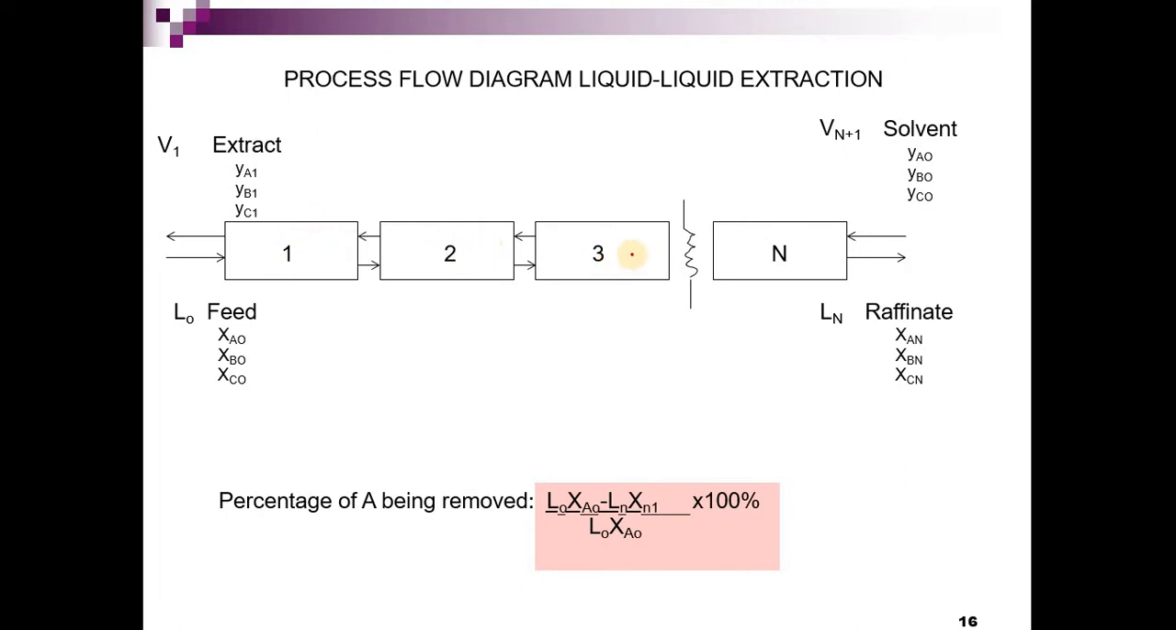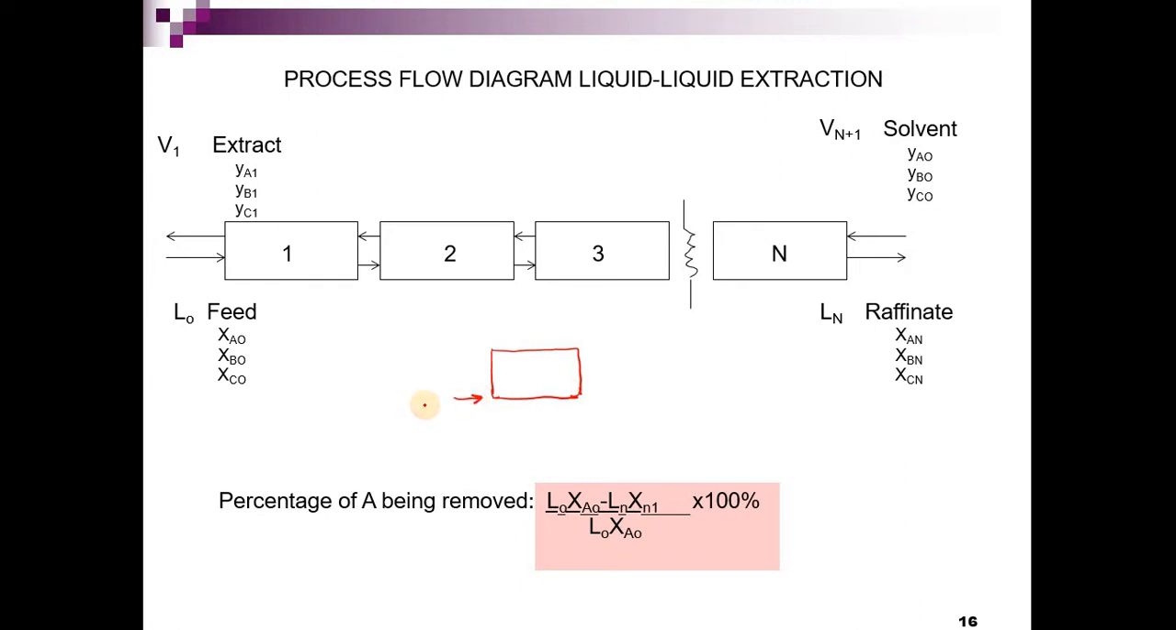1, 2, 3 and n, this is showing the number of stages in the liquid extraction process. But I will show you the single stage first. So this is the single stage. If I have a single stage LLE process, this is how the flow diagram will be.